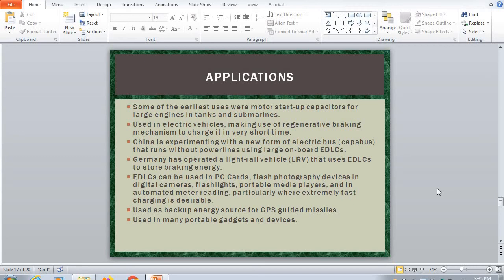They can be used in PC cards, flash photography devices, in digital cameras, flashlights, portable media players, and in automated meter reading, particularly where extremely fast charging is desirable. They are used as backup energy source for GPS-guided missiles. They are also used in portable gadgets and devices.